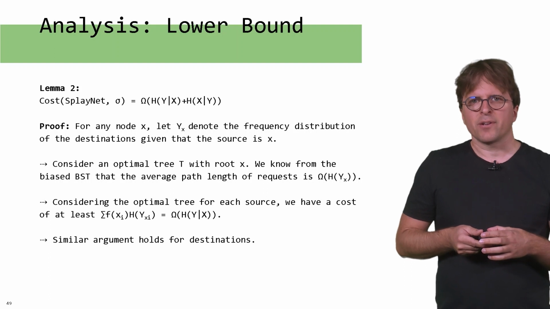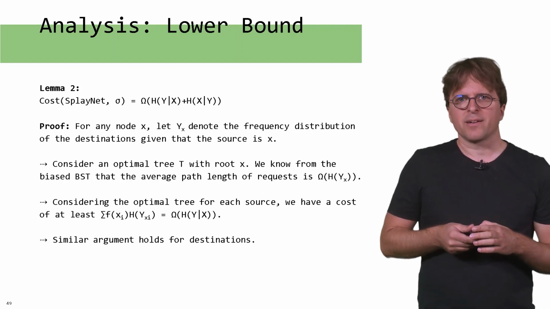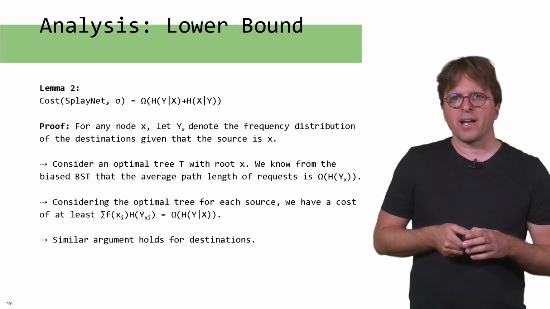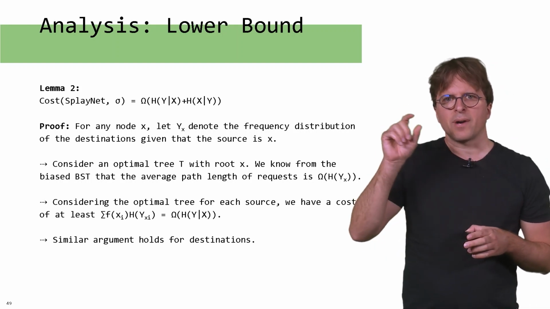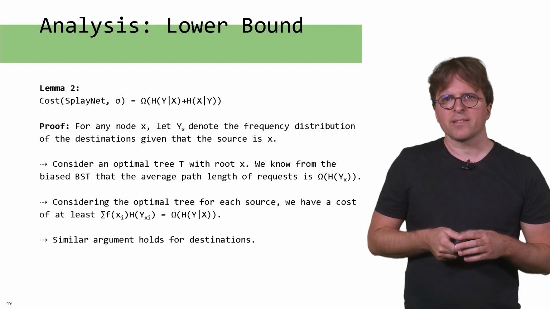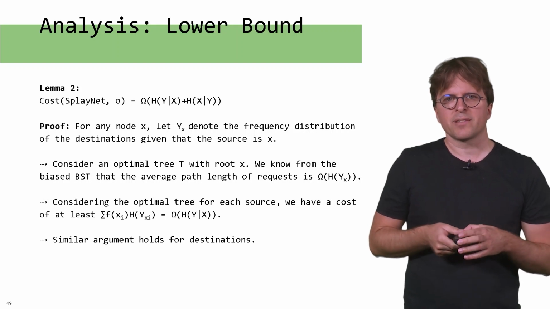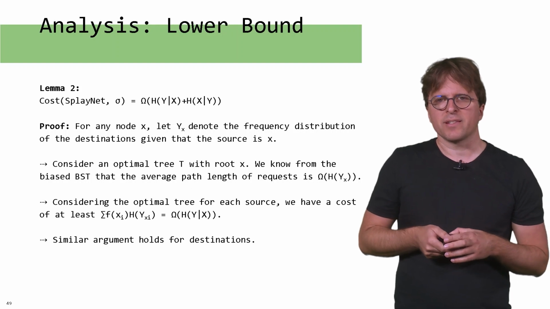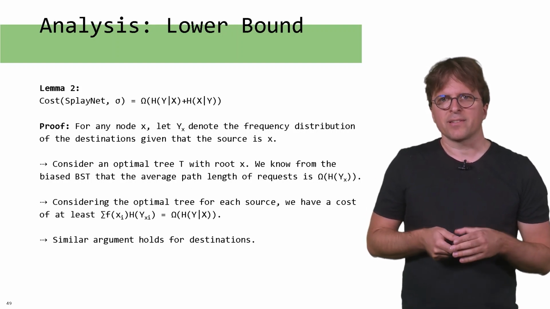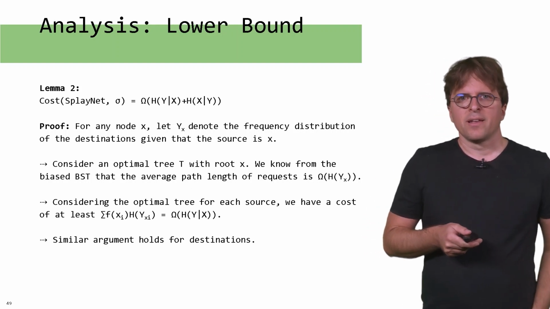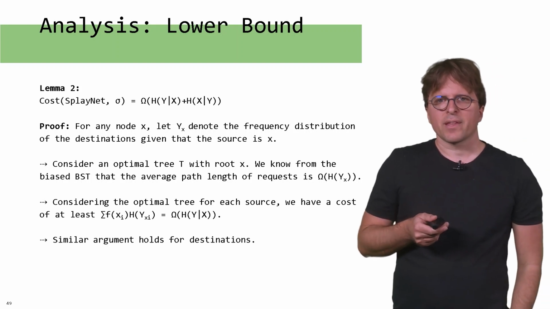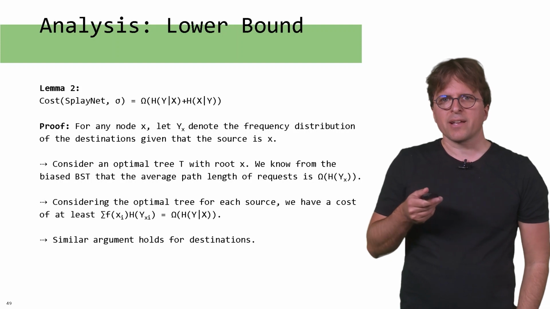And in order to see that, we can see that for any node x, we can define a random variable Y_x, that is like the frequency distribution or the probability distribution of the destinations given the source is x. So we can define this conditional variable. And then we can consider an optimal tree T with this root x.